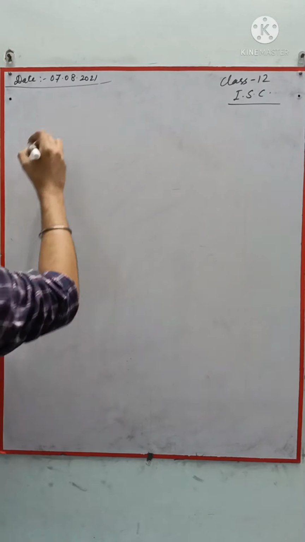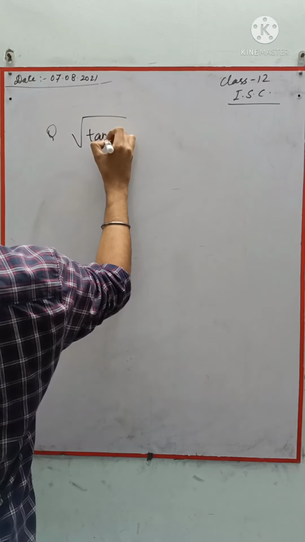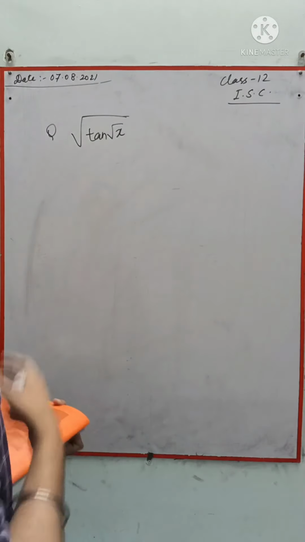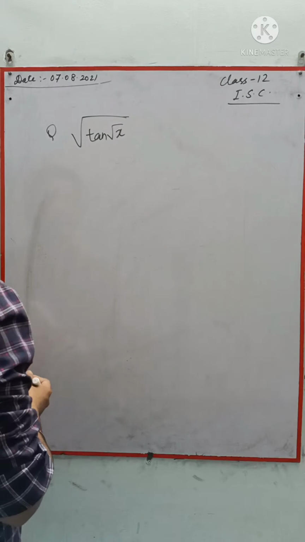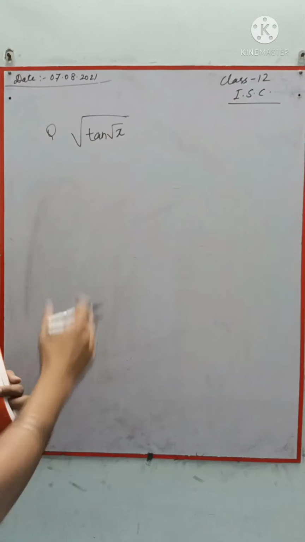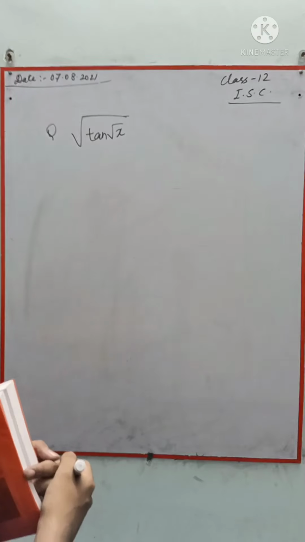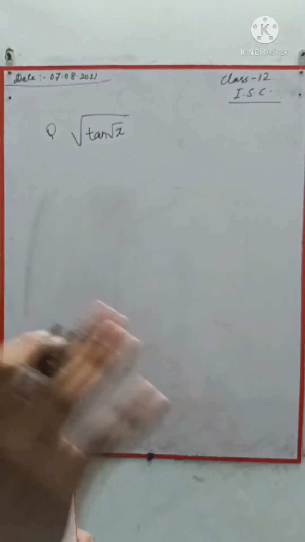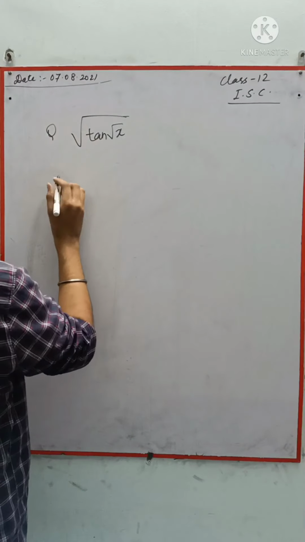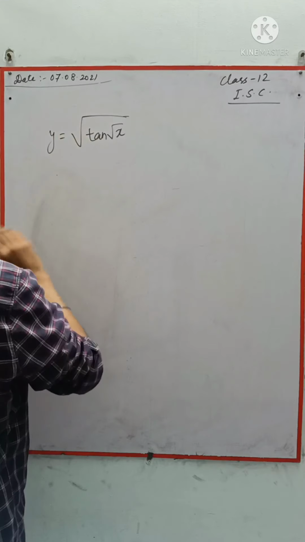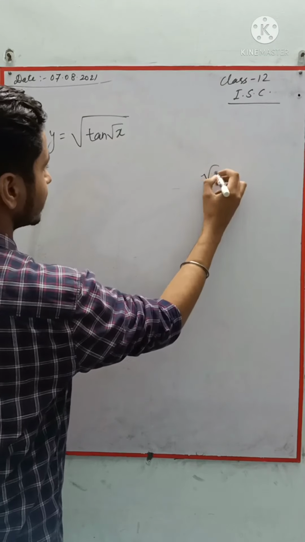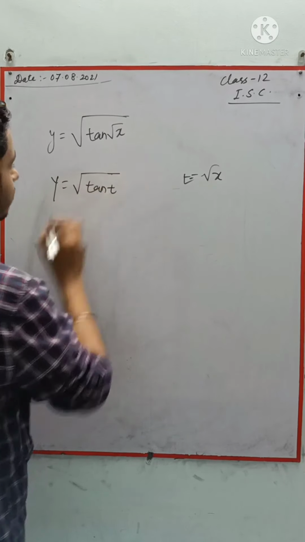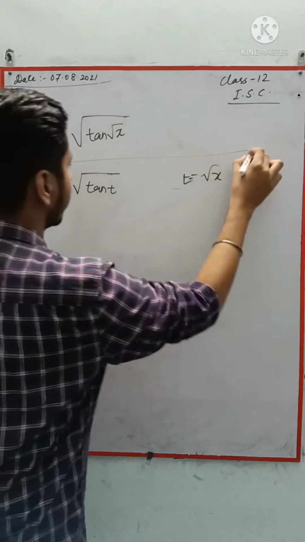We have the next question as the root of tan root x. I'm taking this question from your book. Let's do this question now. What will you consider in this question? It totally depends on you, whatever you consider, accordingly you have to do the solution. If you consider only this root x equal to t, then your y will be under root of tan t. This is one you can consider.